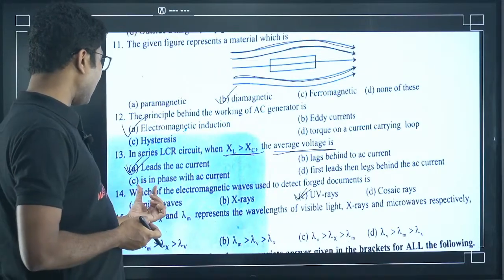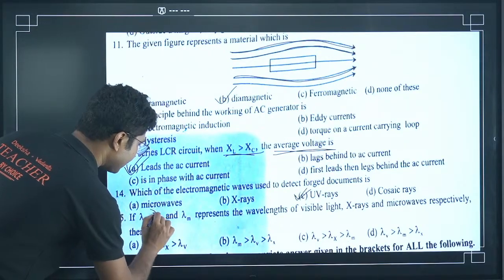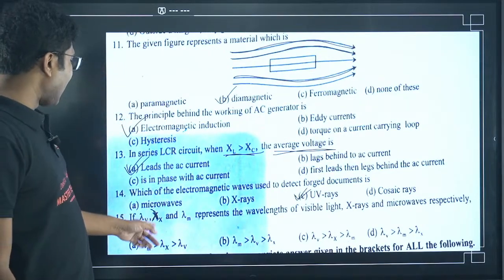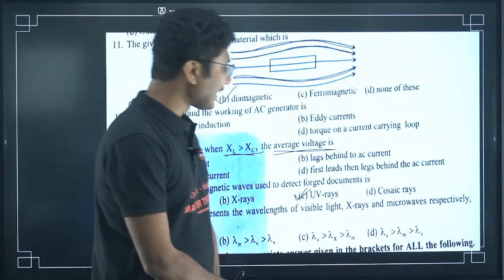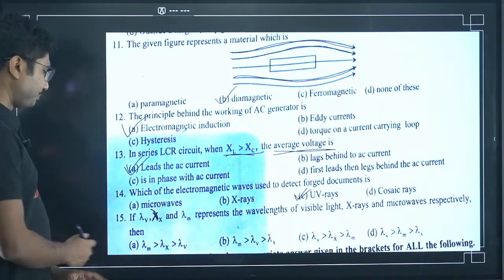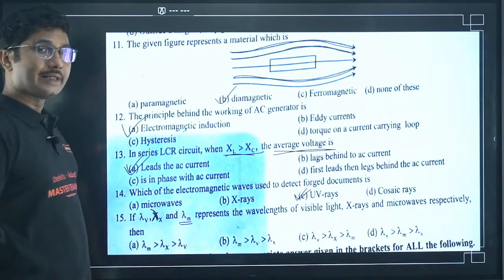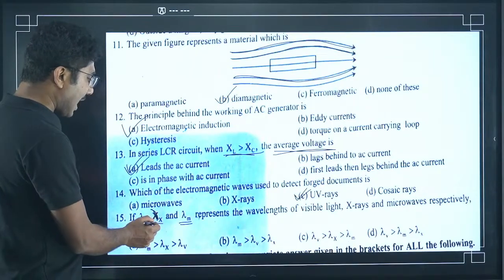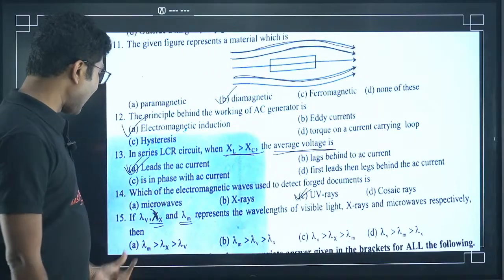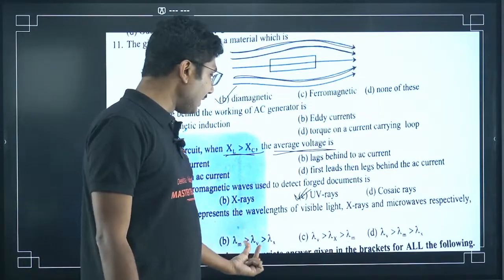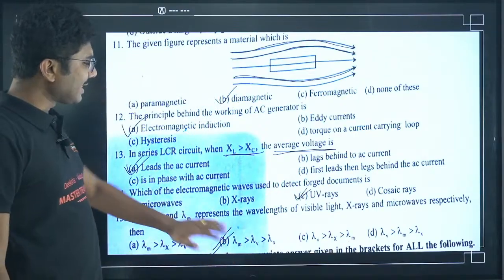Okay, there is some slight printing mistake. Lambda V, lambda X and lambda M represent the visible light, X-rays and microwaves respectively. Then which one will be greater? In terms of wavelength, microwave will have the highest wavelength and X-rays will have the smallest wavelength. Visible light will be in between. So lambda M greater than lambda V greater than lambda X. So the correct answer is option B. Very interesting but easy question.